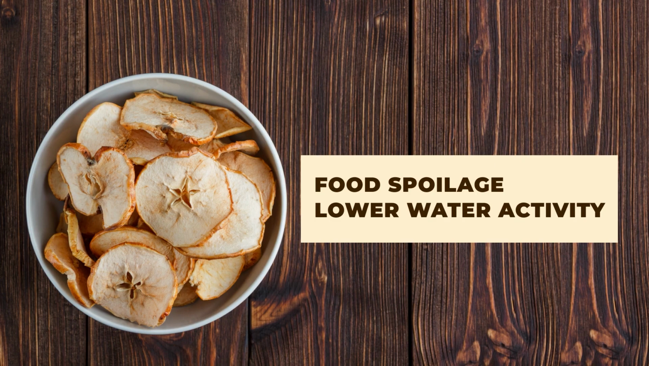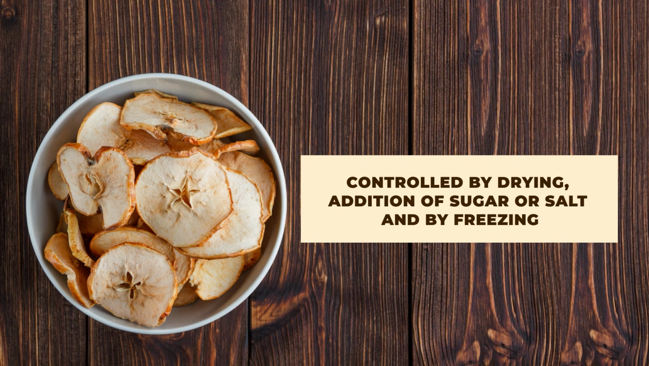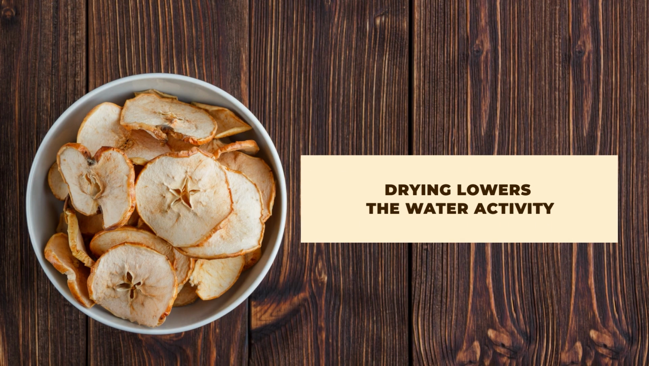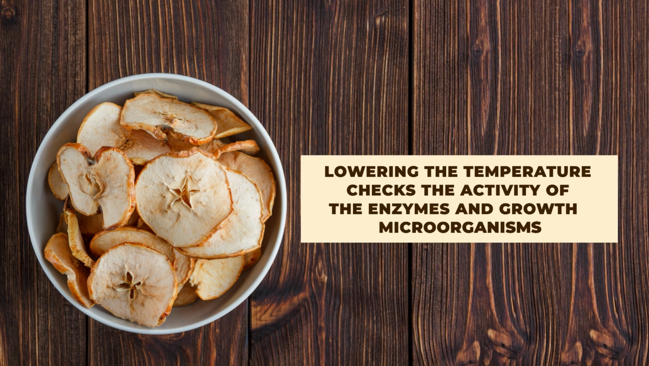So the objective should be that if we want to control food spoilage, we have to lower the water activity. And how can we control it? By drying, by freezing, by sugar or salt. Actually, what happens when we add salt or sugar to something is that it controls the free water. It will not be available and it will become bound. Similarly, drying also lowers the water activity. And lowering the temperature during freezing checks the activity of enzymes and the growth of microorganisms.